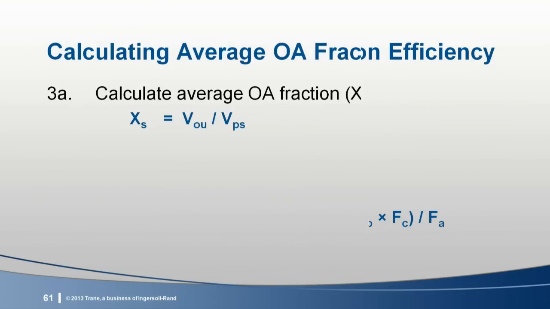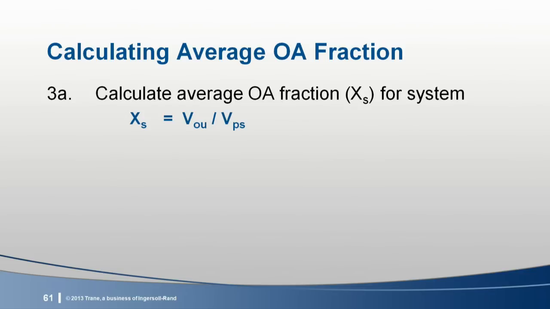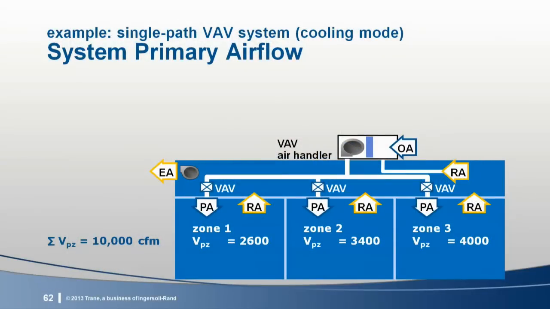For step 3A, to calculate the average outdoor air fraction, we need to know the total system primary airflow, or V sub PS. Appendix A defines system primary airflow as the sum of the zone primary airflows. However, for a VAV system, the maximum airflow delivered by the supply fan, often called the block airflow, is less than the sum of the peak zone airflows because of load diversity. This block airflow can be obtained from load calculation software or by assuming some load diversity factor.